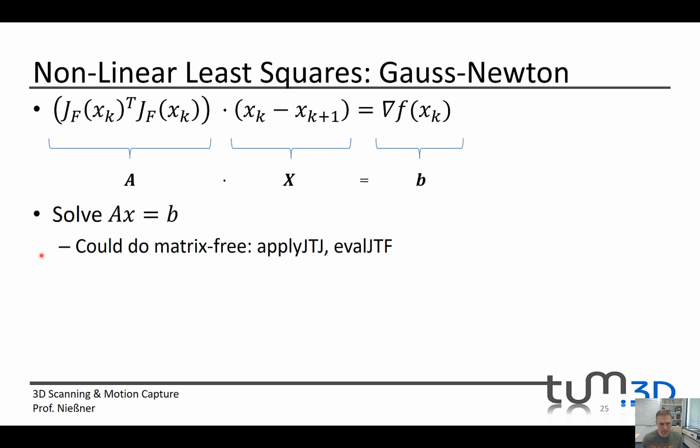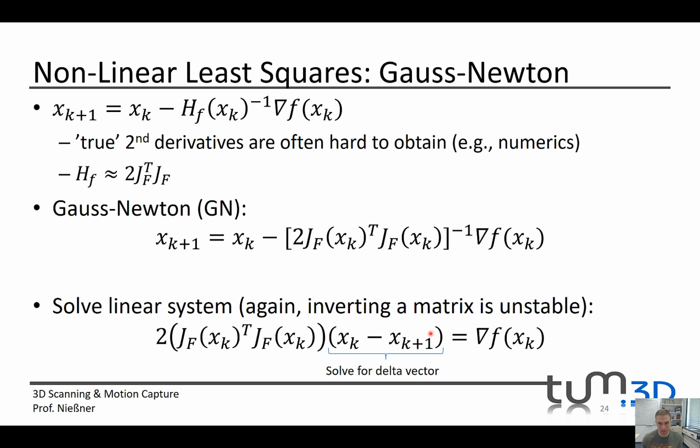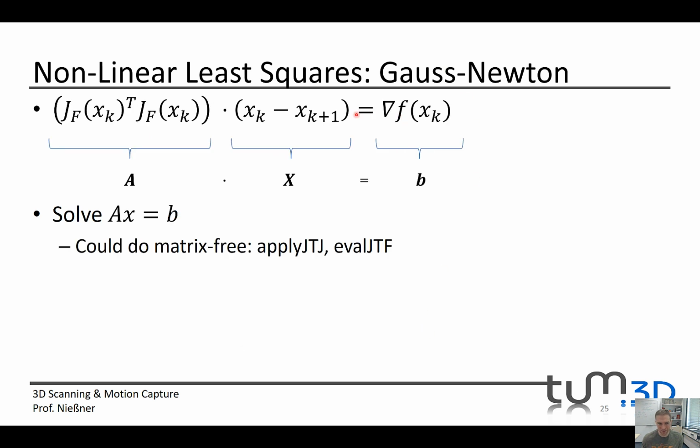Sometimes people write JTF and then divide by 2, but here it's wrong because this is a gradient, so there's still this 2 times JTF in there. But 2 times JTJ will become A, xk minus xk plus 1 will become x, and this one will become b. Now we have to solve Ax equals b.